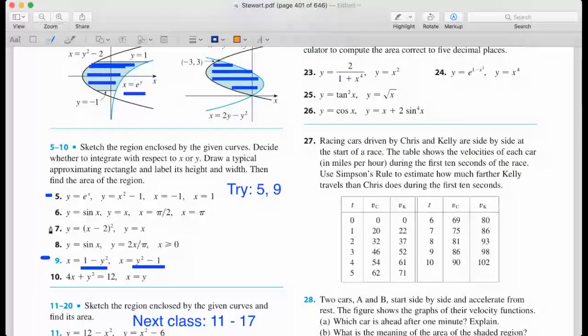Okay, let's try one more. Let's try 10. We don't have much time. We have 10 minutes. Let's try 10. In 10, again, we see we cannot write y as a function of x. But we can write this equation as a function of x in terms of y.